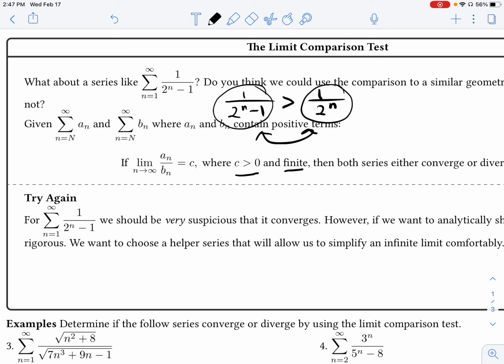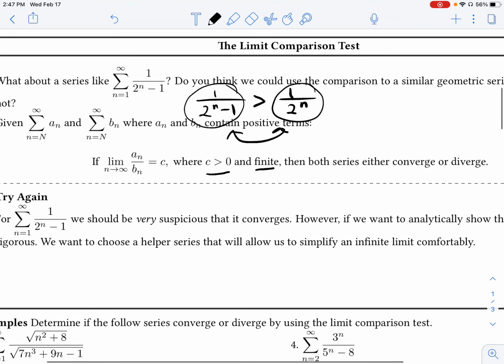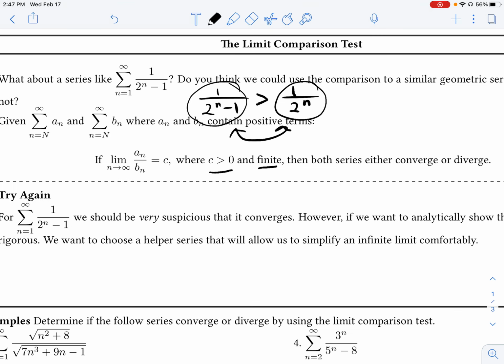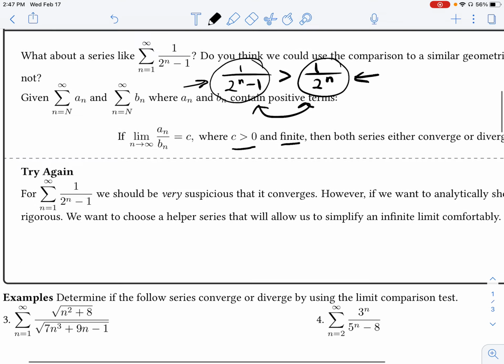If that is a positive finite value, then you know that both series either converge or they both diverge. In other words, this series here will do exactly what 1 over 2 to the n does. So let's actually write that out, okay? So let's actually do this problem.